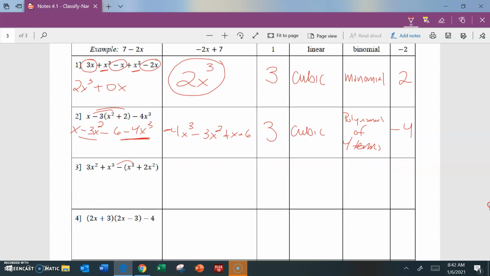You're going to need to distribute. So we have, let's see, 3x to the second plus x to the third minus x to the third minus 2x squared. So when we simplify and combine like terms, our x to the third minus our x to the third cancel. And then 3x squared minus 2x squared, we're just left with 1x squared. So this has degree 2. This is quadratic. This is a monomial.